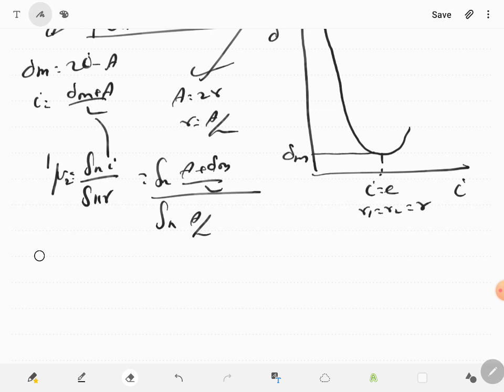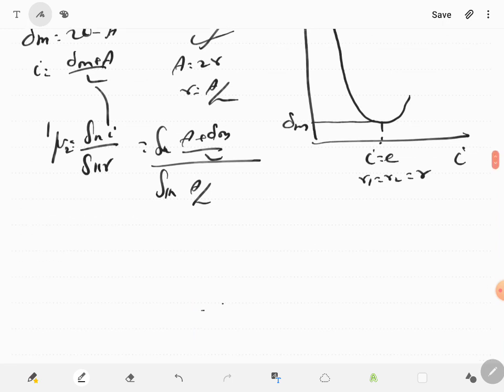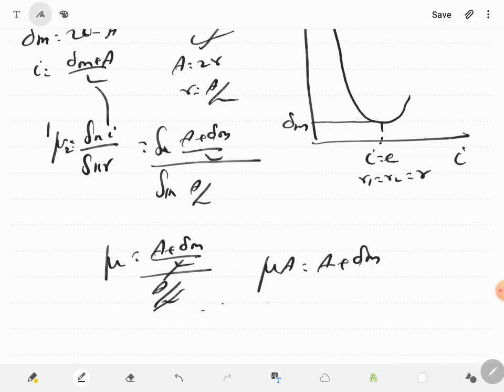So thus you get a refractive index formula, sine of (A plus delta m) by 2 by sine A by 2, which is a very, very important formula. Supposing the angles are small, you can ignore the sine and write refractive index as (A plus delta m) by 2 by A by 2, when 2 and 2 get cancelled. Cross multiplying, mu A is equal to A plus delta m.